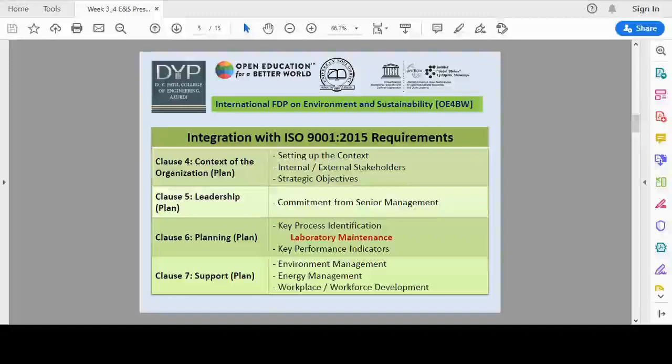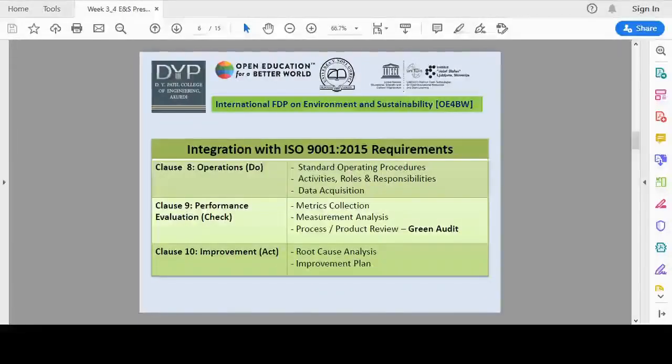of its QMS. Clause 8 talks about the operations, various standard operating procedures, the sub-activities, roles and responsibilities of each process owner. The data acquisition mechanism has to be clearly defined by this clause. Performance evaluation is given by clause 9. The various data have to be collected, their values analyzed and periodic reviews conducted. Green audit is recommended for all the educational institutions nowadays. Clause 10 talks about the improvement.